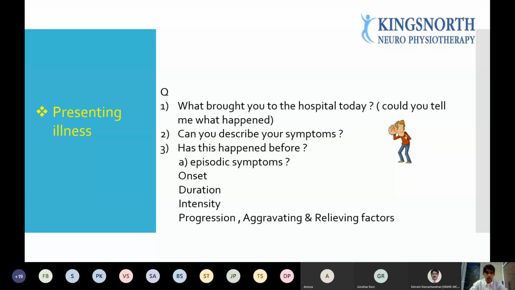So, questions, we are asking the questions. It is good to get used to some questions because we are human, and it's sometimes difficult to talk to other humans. So it's better to have a question in your mind. This is not an exhaustive list, only an example: what brought you today to the hospital? Or, could you tell me what happened? Those sorts of things will open up some conversation.